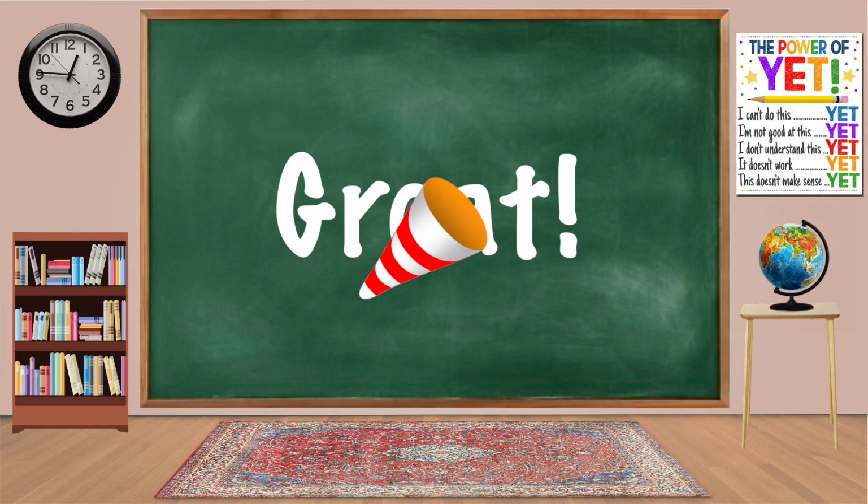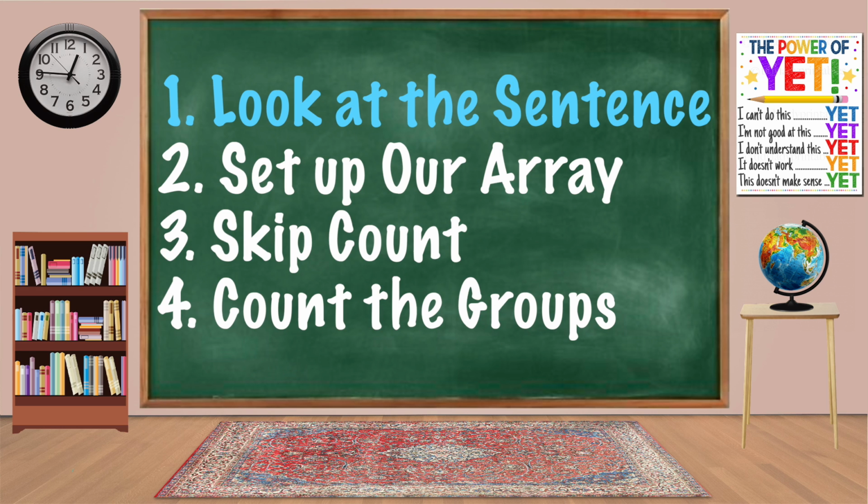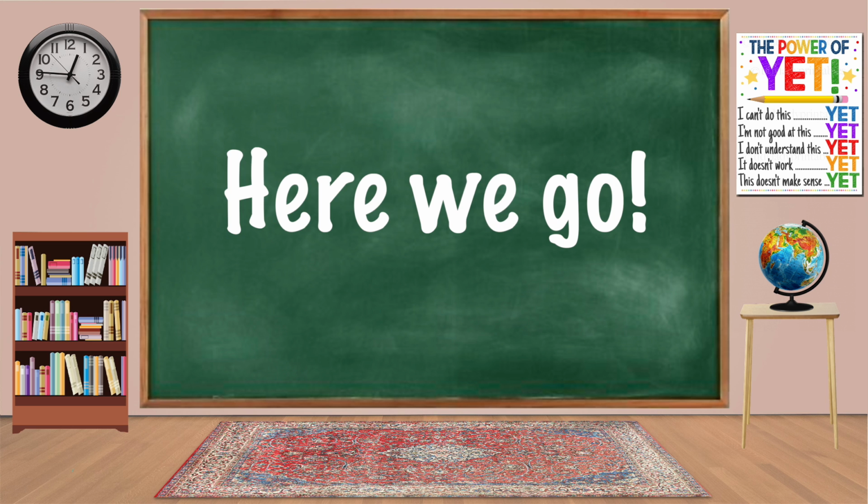That was a great example. Wow! Now, let's go through the division facts for 5. First, we'll look at the number sentence. Then we'll set up our array. We can skip count and count the groups. Here we go.